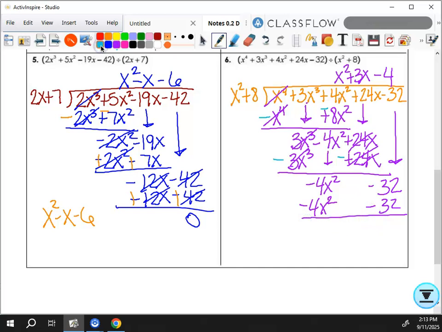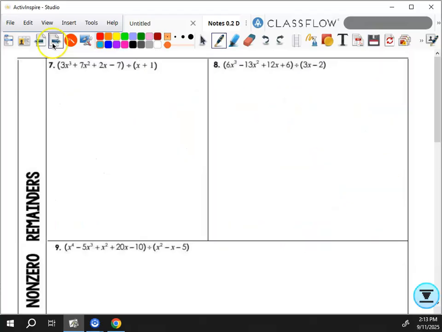Change my signs. Those zero out. Those zero out. And then my answer is x squared plus 3x minus 4. Okay. We all good on that? Any questions at all? All right. Flip it over. We're going to do number 7.